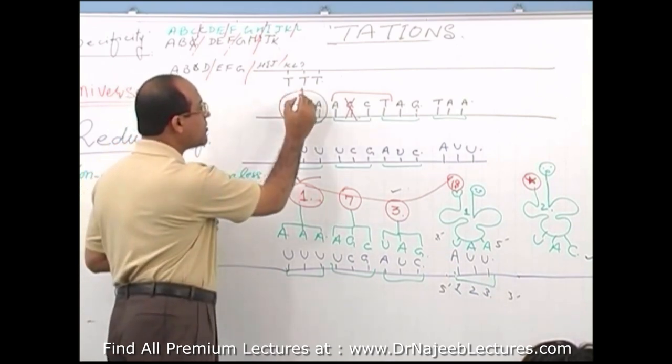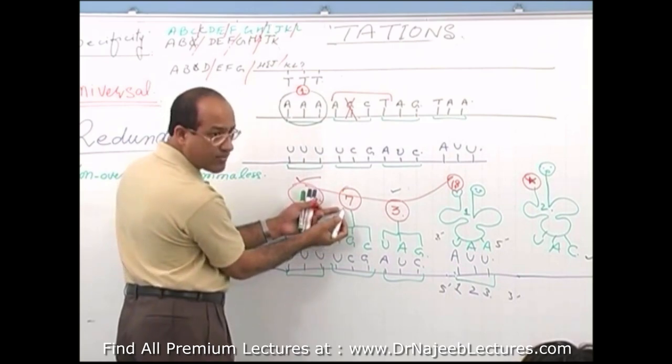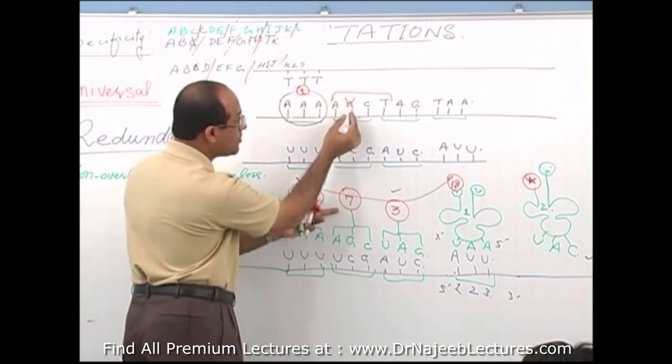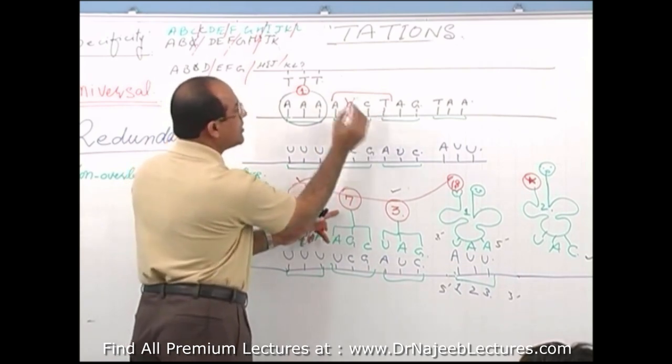So, here it will remain amino acid number 1. AGC was for amino acid number 7. But because G has been removed, the reading frame is ACT. And maybe ACT is amino acid number 4.